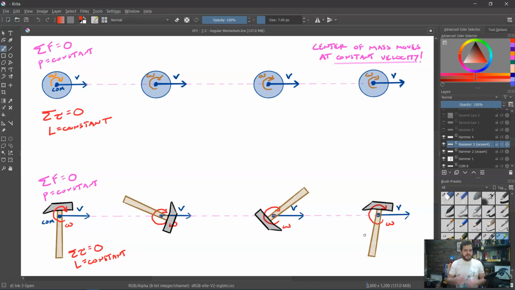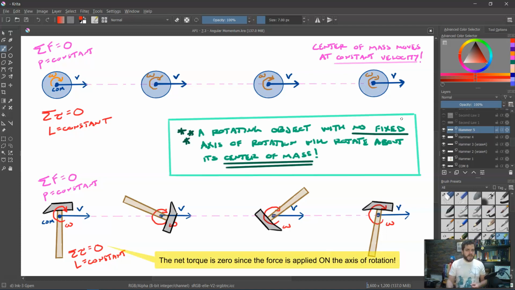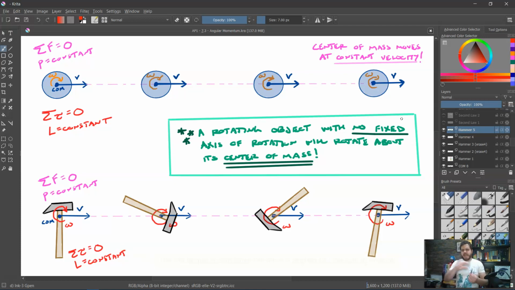If that's the case, and that's the only force, then the net torque would continue to be zero, and it's going to continue spinning around its center of mass. This is a trend we want to make sure we have down. If we have any rotating object with no fixed axis of rotation, in other words, there's no axle, no pivot, I'm not holding it at some point, then it's going to be rotating around its center of mass if it's moving through space and rotating. We do want to get this down because we're going to see more and more of these types of situations as this unit continues.